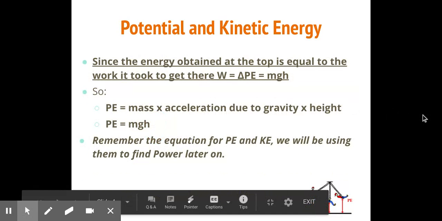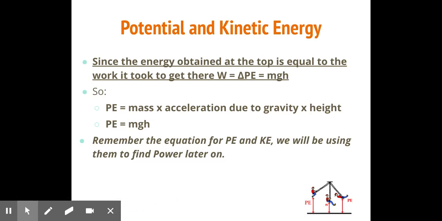Okay, so the energy obtained at the top is equal to the work it took to get there. So again, this is that second bullet point. Work is equal to the change in the potential energy, which is just equal to the mass times gravity times height. So here PE is equal to mass times acceleration due to gravity times height, mgh. And like I said earlier, we have to remember the potential energy equation and also the kinetic energy equation, because we need both of those in order to find the amount of power being done or used in a system.